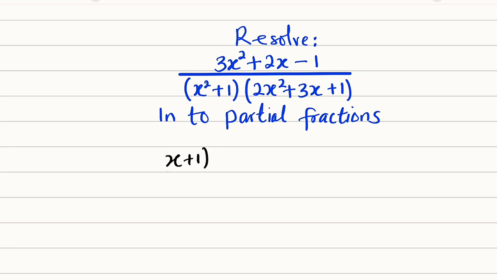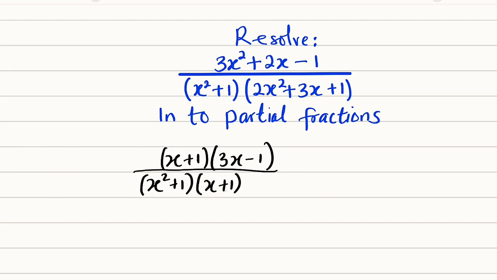x plus 1 multiplied by 3x minus 1 on the numerator, and under the denominator the first one is not factorizable, so we leave it that way. x squared plus 1, then multiplied by 2x squared plus 3x plus 1, which can be factorized as x plus 1 multiplied by 2x plus 1. So we have x plus 1 multiplied by 2x plus 1.